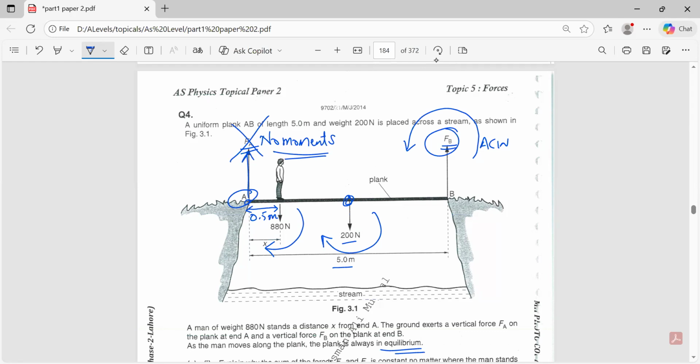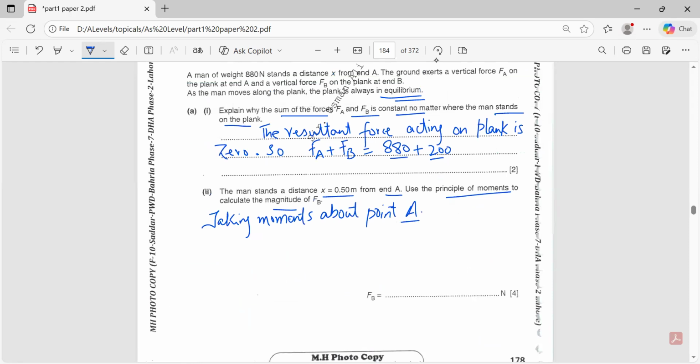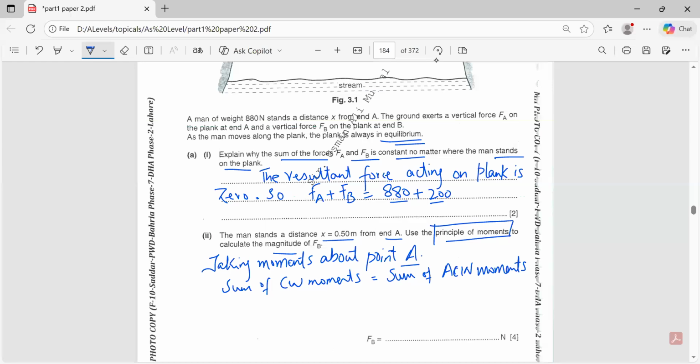So let's see how we are going to apply the principle of moments over here. The principle of moments says the sum of clockwise moments will be equal to the sum of anti-clockwise moments. So we will be finding the sum of clockwise moments and equating it to the sum of anti-clockwise moments.